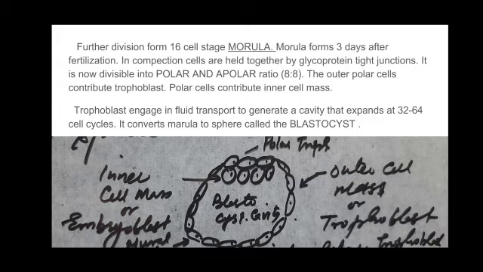Trophoblasts engage in fluid transport to generate a cavity. The outer cells, which are trophoblasts, are responsible for fluid transport. By entry of the fluid that expands at the 32 to 64 cell stage, it converts the morula to a sphere-like structure called the blastocyst.